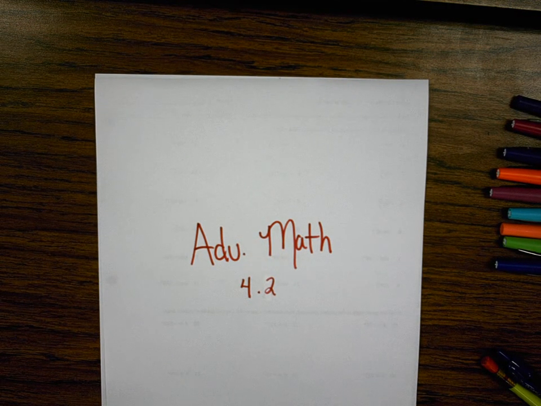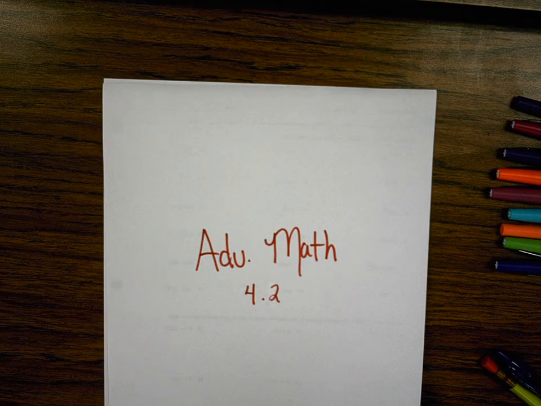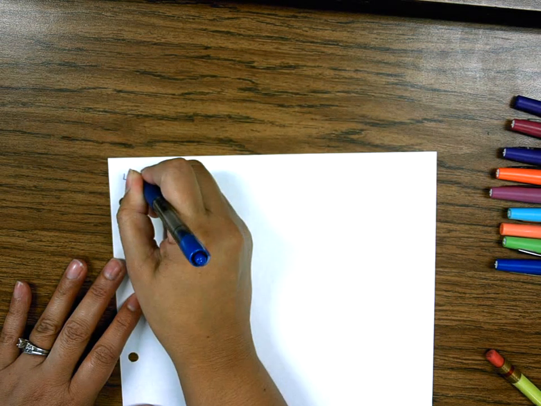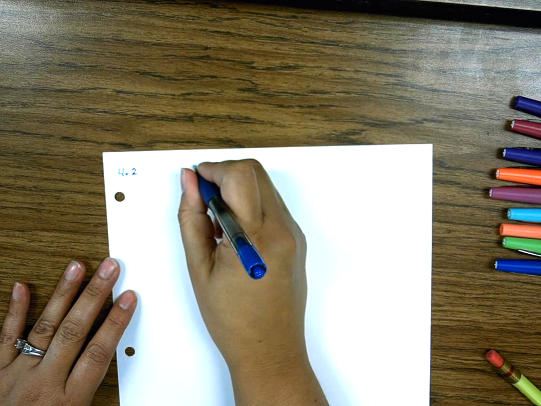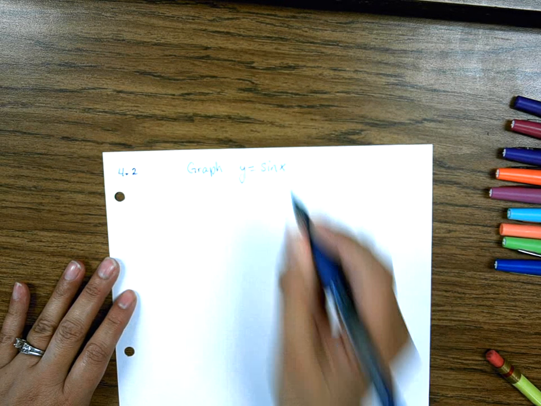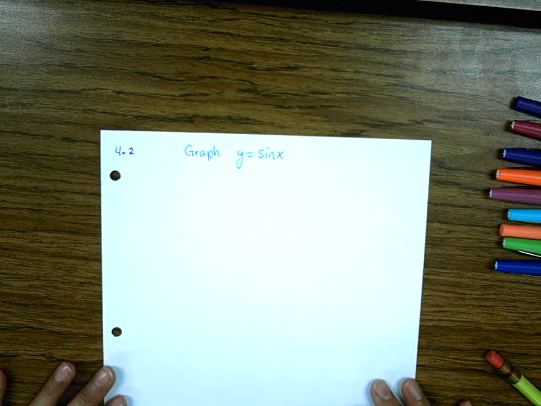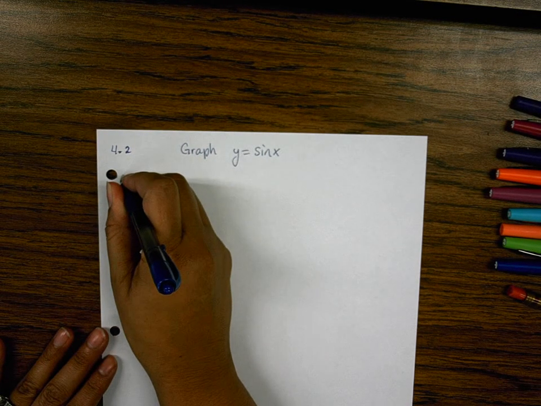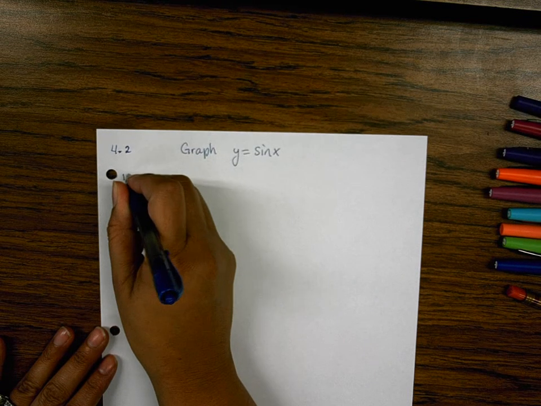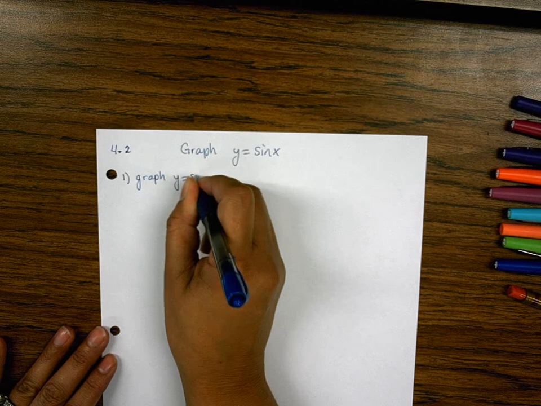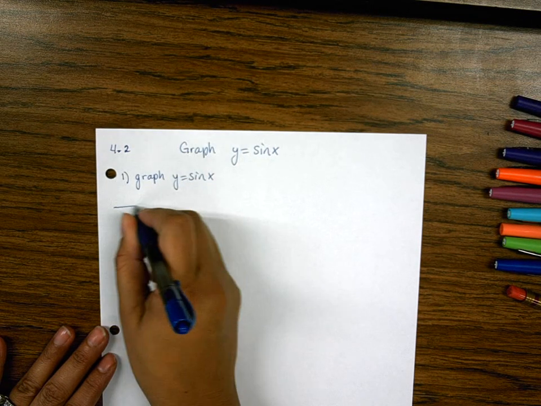These are Advanced Math Notes, Unit 4, Lesson 2. For 2, graph y equals sine of x. Pretty basic lesson today, something you have learned before, so this is review. Number 1, graph y equals sine of x.